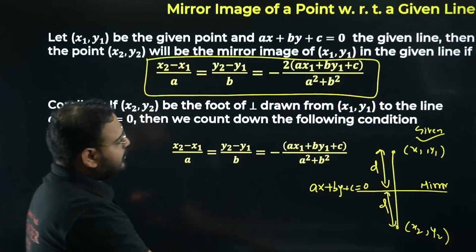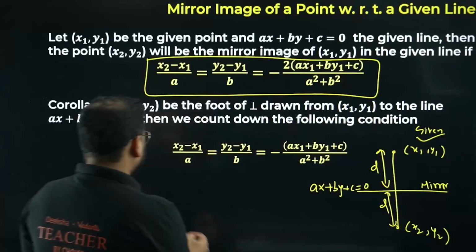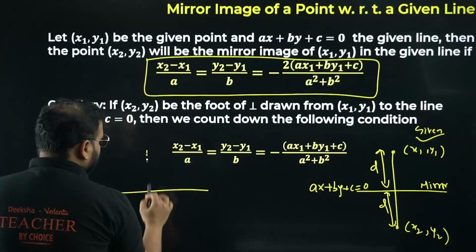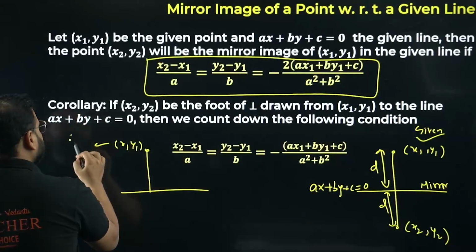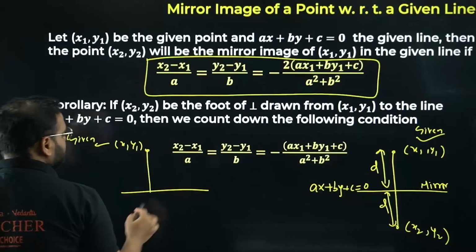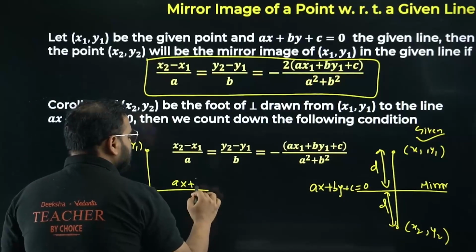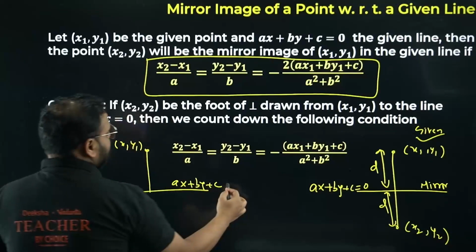Now one more thing. If I am finding, let's say, another case, I am taking the same concept. I have a point. This is the given case again: x1, y1. This is a given, known point. This is your line also given here: ax plus by plus c again equals to 0.